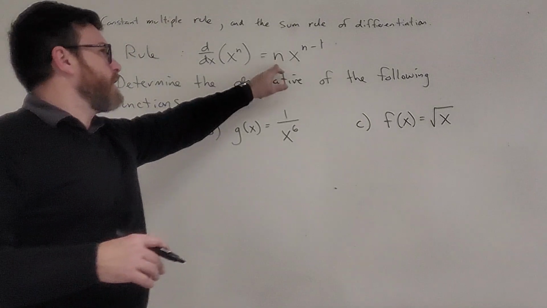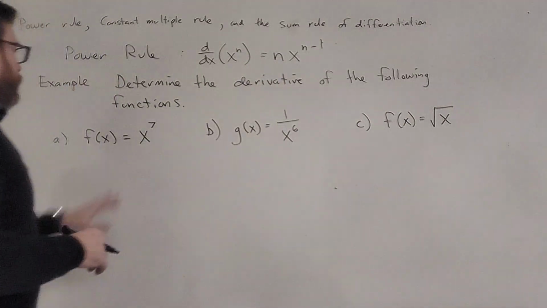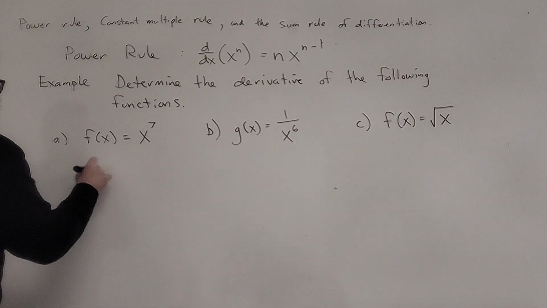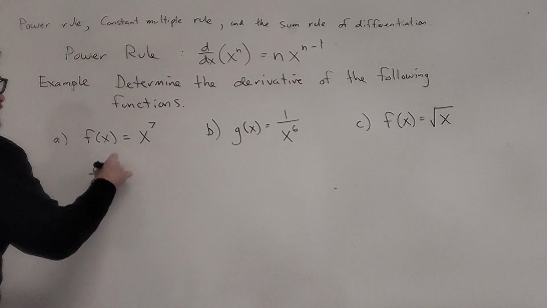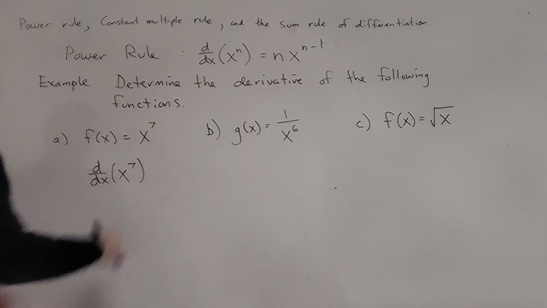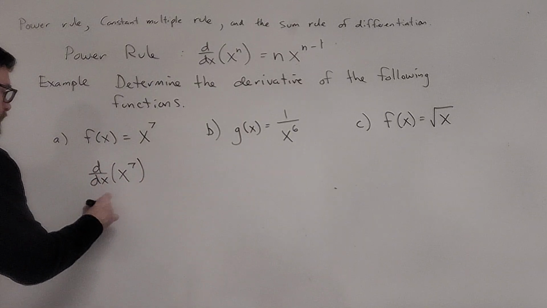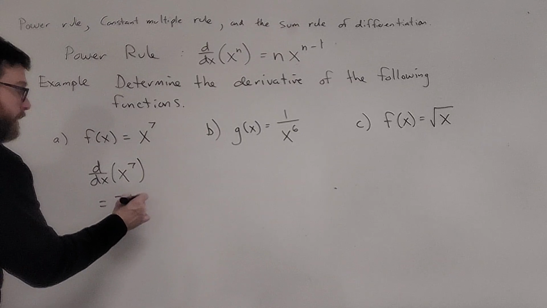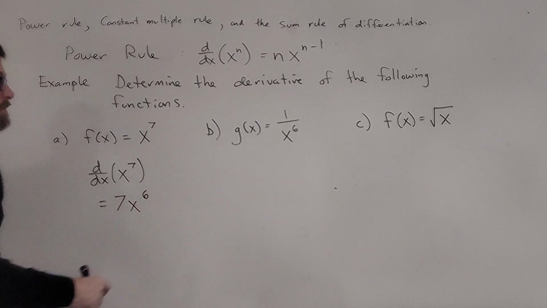So here are a couple variations of different functions that involve the power rule. I just rewrote it up here, n times x to the n minus 1. So if I have x to the 7th, I want to take the derivative with respect to x of this function. What we know is that power is going to come out front, and then we're going to drop it by 1. So 7 minus 1 is going to be 6.